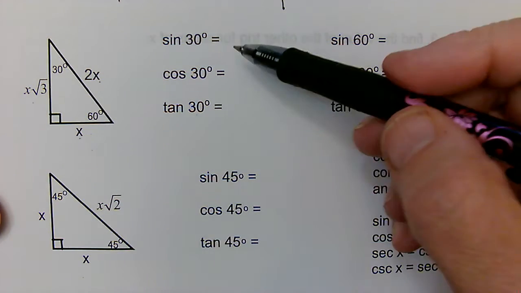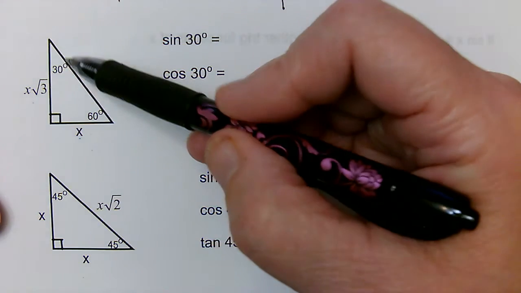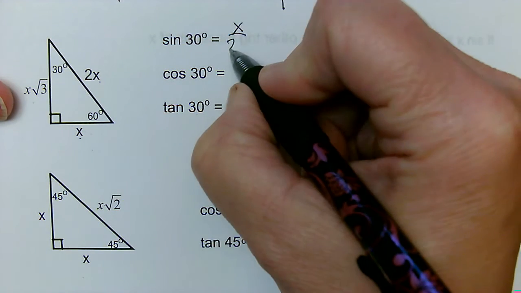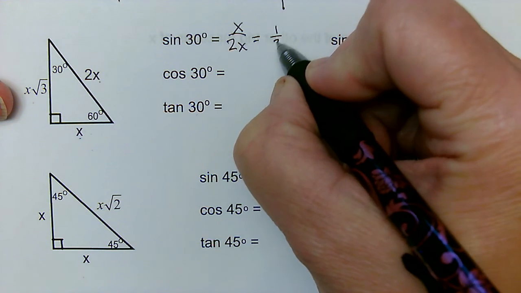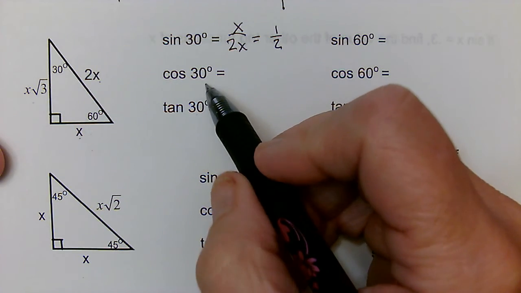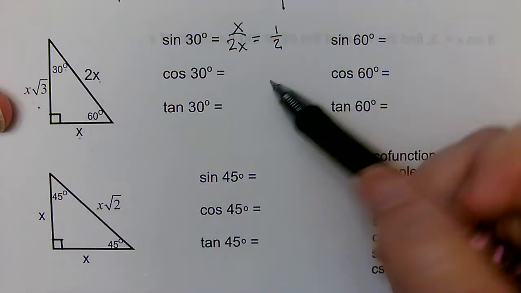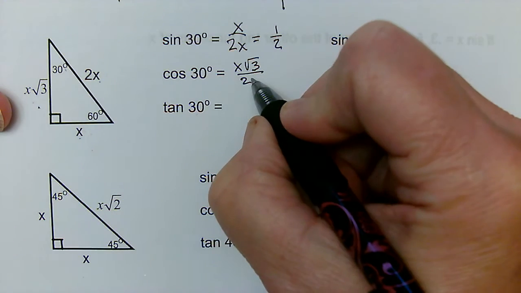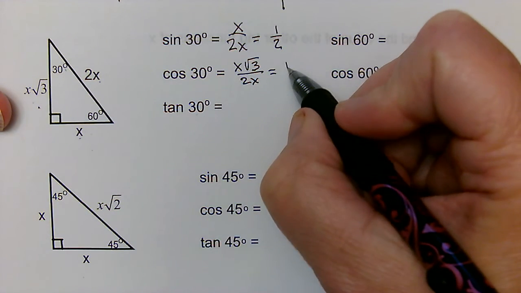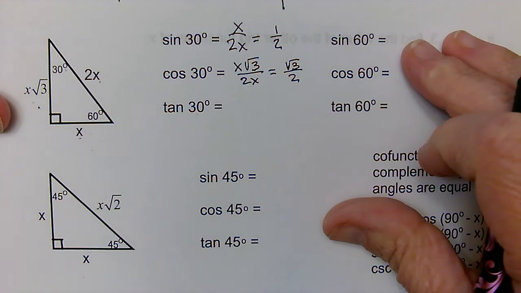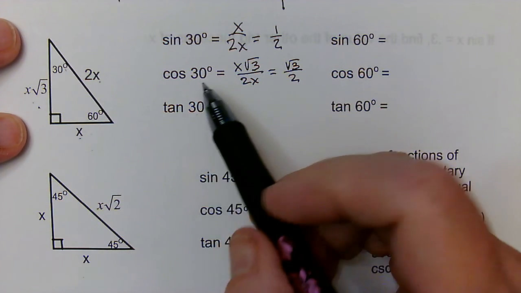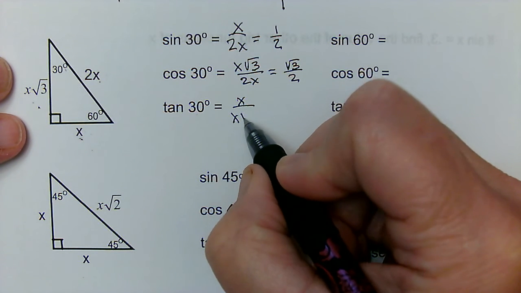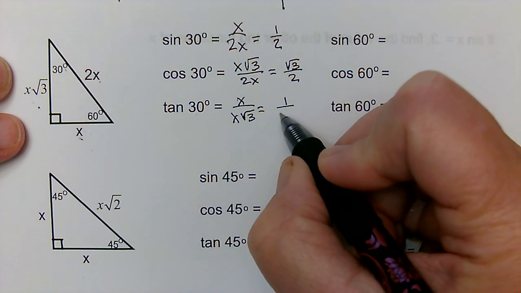So if I'm looking at the sine of 30 degrees, here's the 30 degrees, the opposite is x, and the hypotenuse is 2x, and that would reduce to 1/2. For the cosine of 30 degrees, the adjacent leg is x times the square root of 3, and the hypotenuse is 2x. So again, the x's would cancel and you would get the square root of 3 over 2. And for the tangent, the opposite for 30 degrees would be x, and the adjacent would be x times the square root of 3, so that would reduce to 1 over the square root of 3.